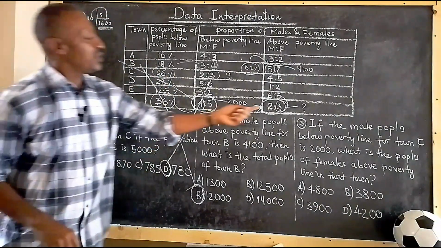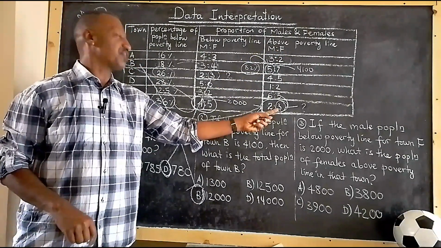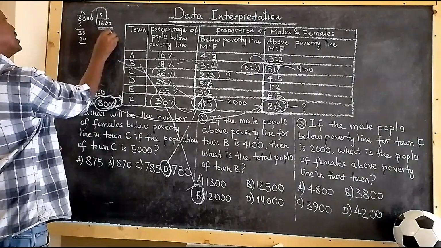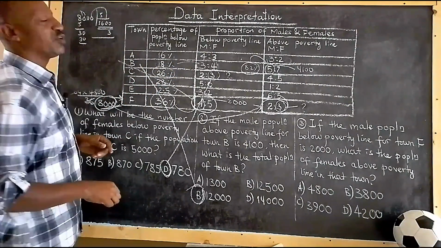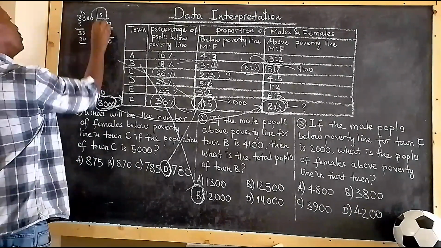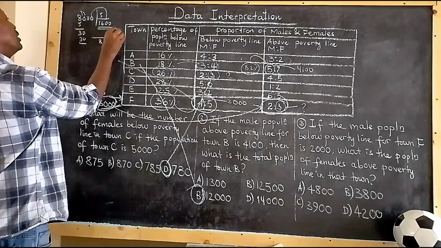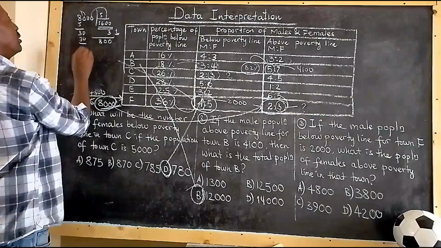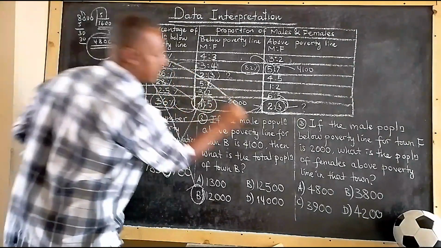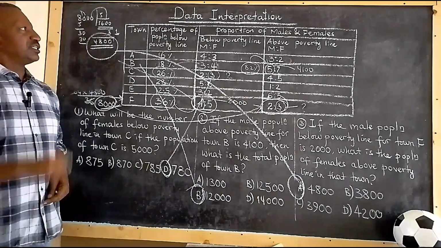The question is, what is the female? So to get the female, you have to multiply it by 3. So we get the one proportion, then you can just multiply it by 3 in order to get the female total population above poverty line, which means 1,600 times 3 is 4,800. This is how to solve data interpretation.